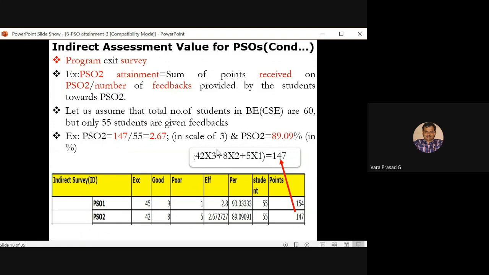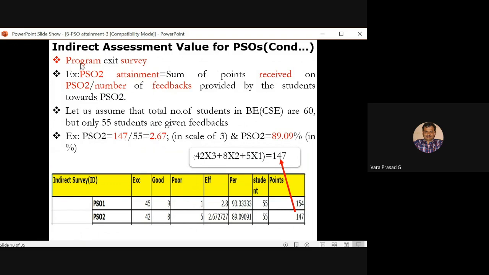42 multiplied by 3, because the excellent weightage is 3. Plus 8 multiplied by 2, because the good weightage is 2. Plus 5 multiplied by 1, because the poor weightage is 1. When I do that, I get 147, the total sum. How many students have given feedback? 42 plus 8 plus 5, that is 55. Now, 147 divided by 55, how much do I get? 2.67.